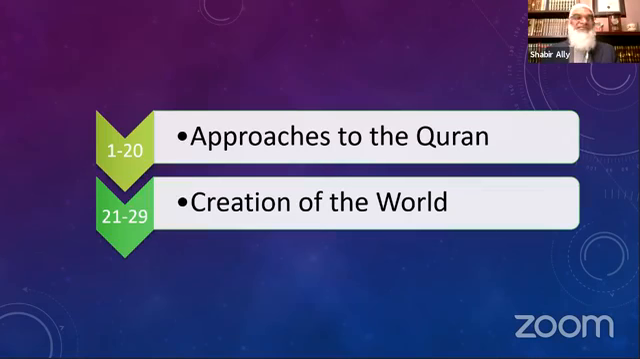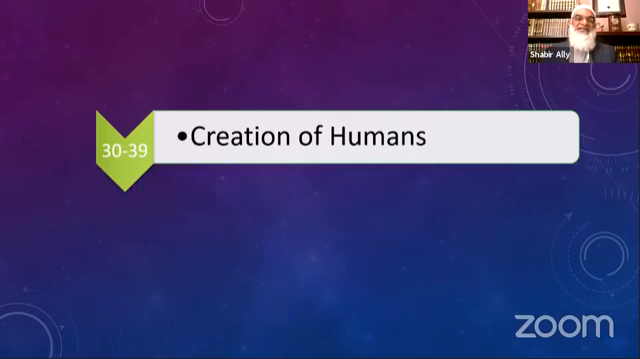So we said that what we covered up until last week were the first 20 verses, and these describe the approaches to the Quran. And then verses number 21 to 29, which we have done tonight, these are about the creation of the world. And where do we go next? The next chunk of verses that we're going to deal with, inshallah, next week, verses number 30 to 39, these are about the creation of humans. So Allah created the world, and he created humans to be in the world.